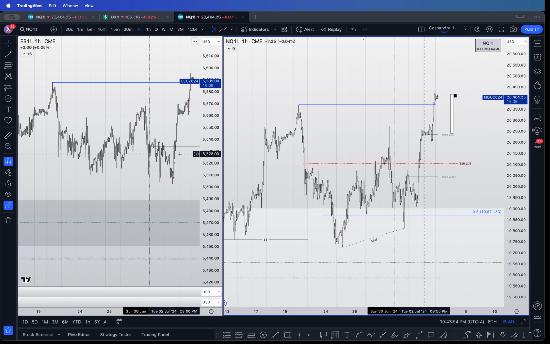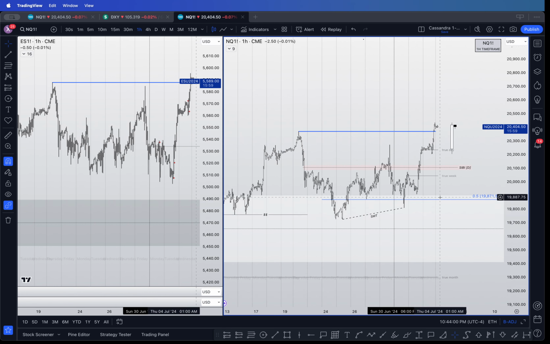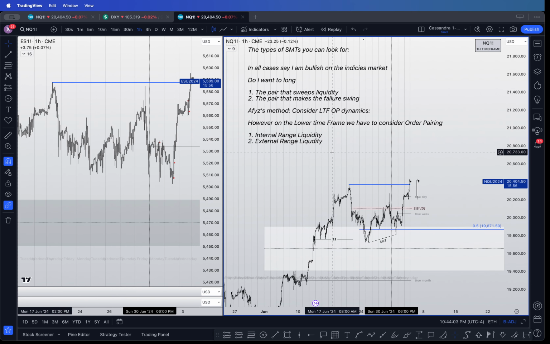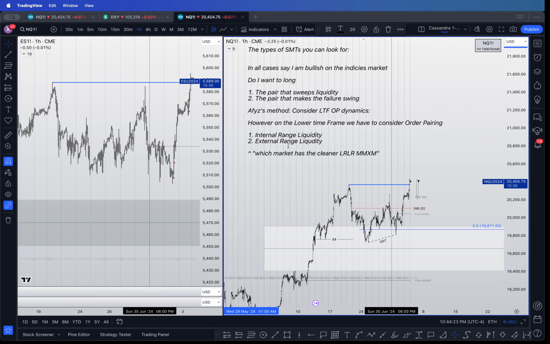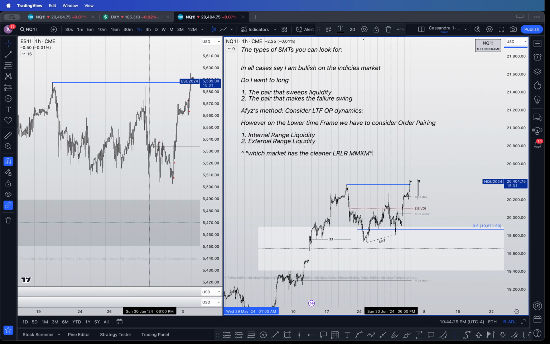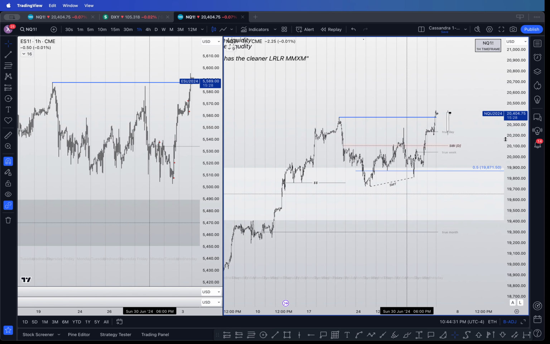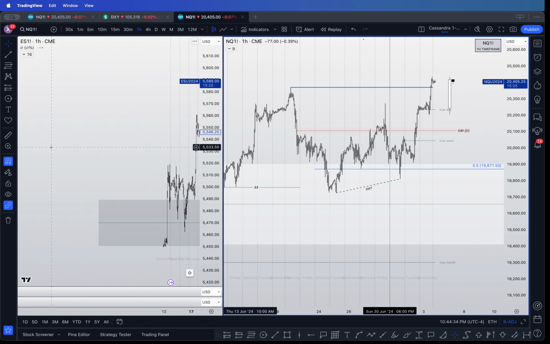Okay, so that was a lot. Watch the recording several times and then go in your charts and back test it. Prove to yourself that the Afiz method here, of looking at lower time frame order pairing and these dynamics, market maker models, what does this right here really mean? This is a fancy way of saying which market has the cleaner LR, MMXM. That's the only other way I'm saying it. Sure, we can talk about liquidity targets, but liquidity targets are always in context of market maker models. So which market has the cleaner low resistance market maker model? That's the pair you long, that's the pair you short, okay?